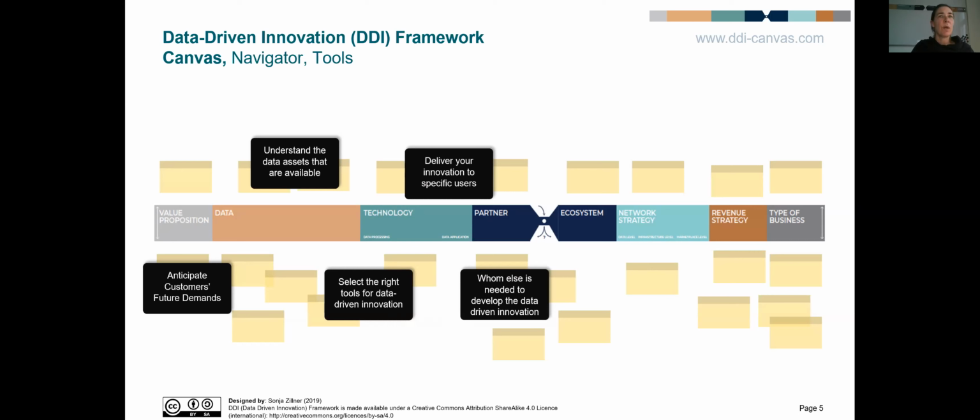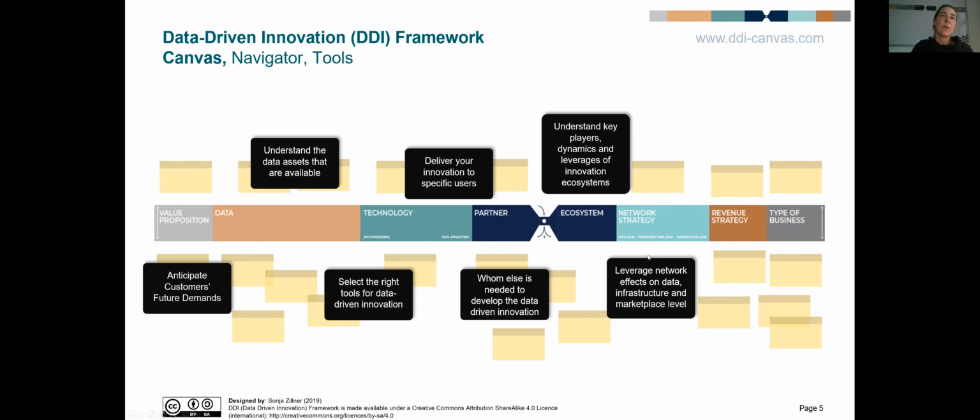In addition, the next dimension is partners. Which partners do you need to develop the data-driven innovation? This is partnering on the supply side, so that you can bring this forward. We will look at the ecosystem. Here we are looking at partners which need to adopt your innovation in order for you to bring it to the market. There are different dynamics and leverages in the ecosystem that need to be incorporated.